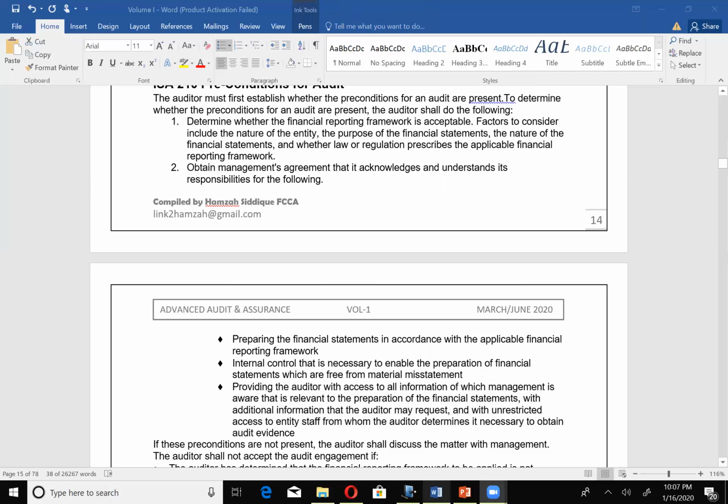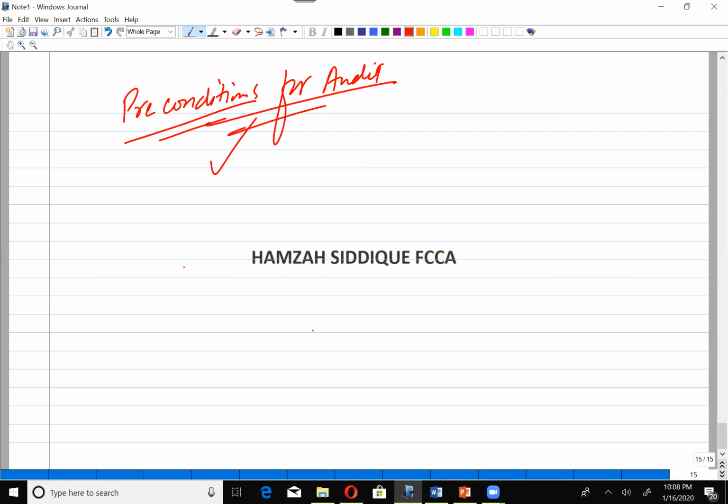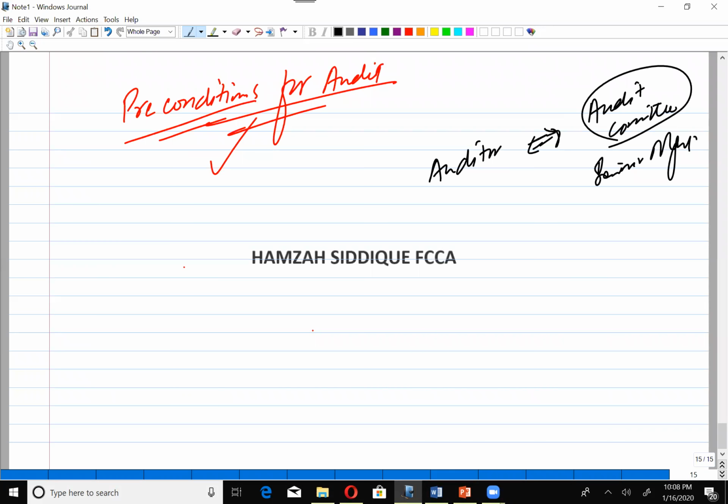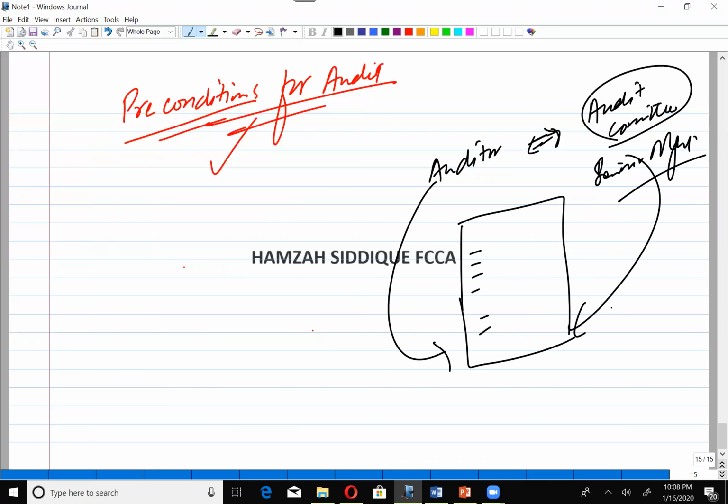Students, next: we are satisfied that the preconditions are present. Now the auditor and usually the audit committee, which is from our senior management, sit down and decide the terms and conditions of the audit, with all details involved. They decide verbally first, and then that is put in document form, the terms and conditions of audit, signed by the auditor and the management representatives. This document is called the engagement letter.